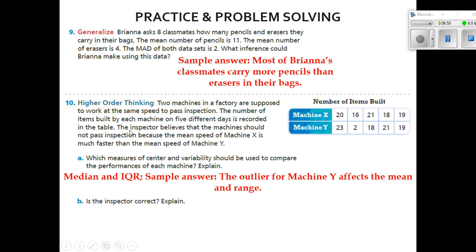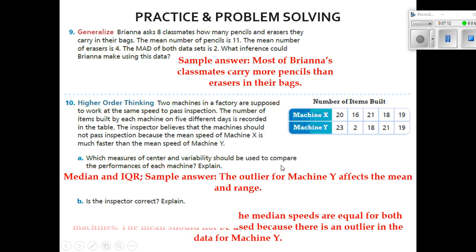Okay, so when they say the inspector believes that the machine should not pass inspection because the mean speed of machine X is much faster, not entirely sure that the inspector is correct. It says no, the inspector is not correct. The data shows the median speeds are equal for both machines. The mean should not be used because there is an outlier in the data for machine Y.